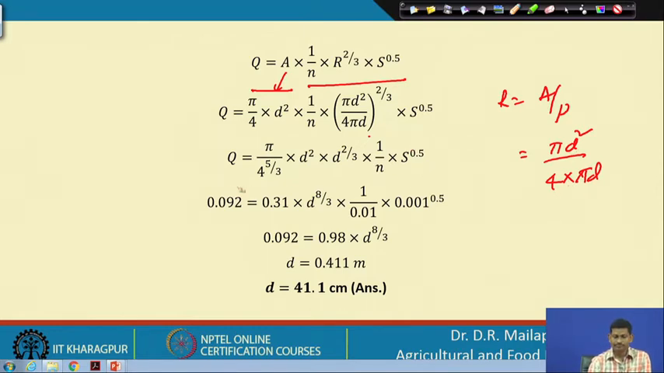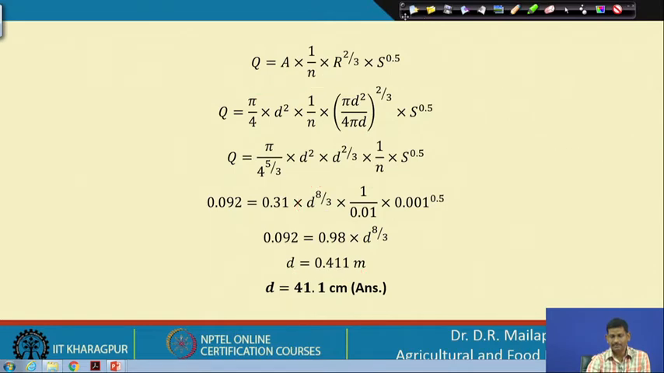Substituting the values here for Q and for other values, you end up with d as the unknown parameter. Now finding out the d, you get 41.1 centimeter. That is the diameter of the pipe which can accommodate the drainage flow rate.